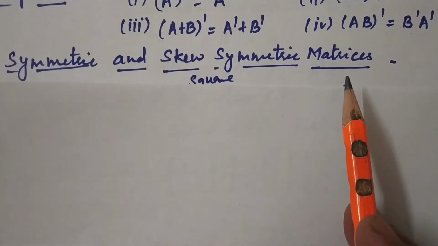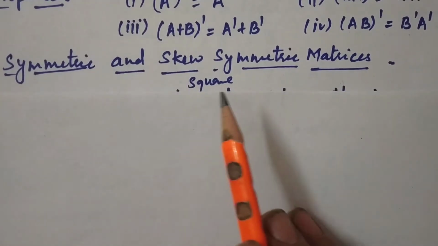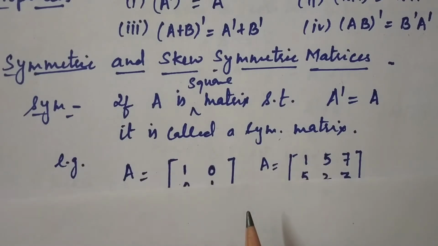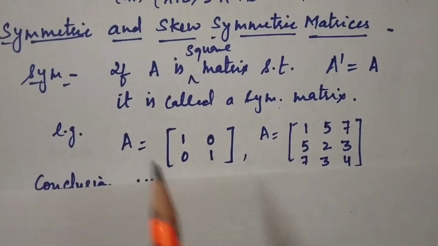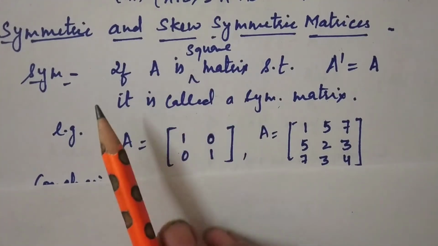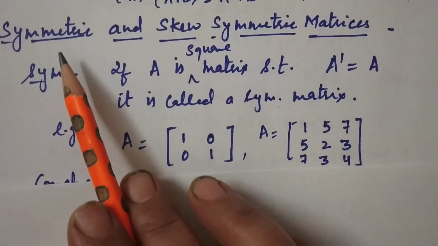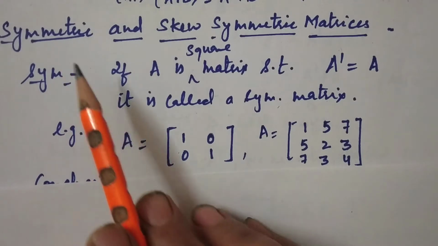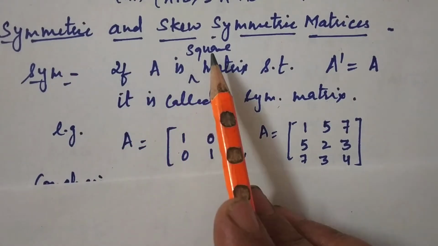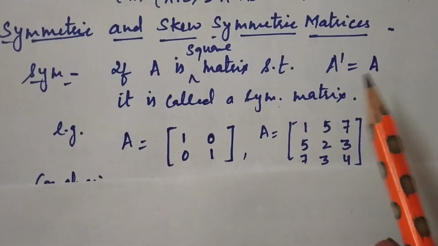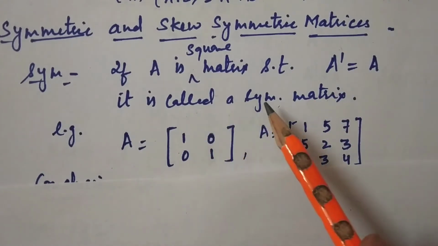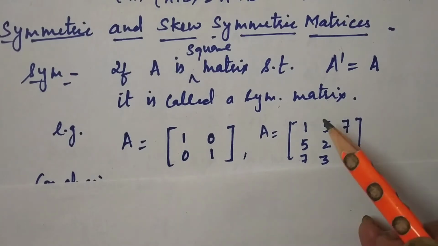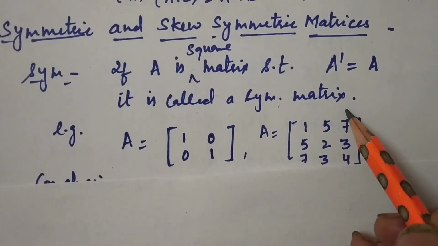Now we come to symmetric and skew symmetric matrices. Very, very important matrices. What is a symmetric matrix? The first condition for a matrix to be symmetric is that it should be a square matrix. If A is a square matrix such that transpose of A is same as A, then such kind of matrix is called a symmetric matrix.